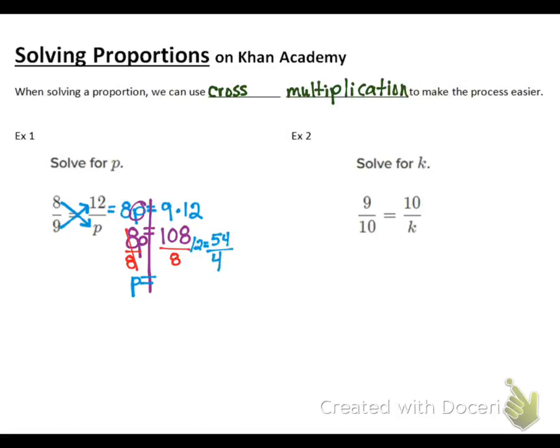Okay. Can I simplify further? Yeah. What are they both divisible by? Okay, by 2 again. So what's 54 divided by 2? 27. And what's 4 divided by 2? Okay. Can you reduce further? No. So your answer that you type into Khan Academy then would be 27 over 2.